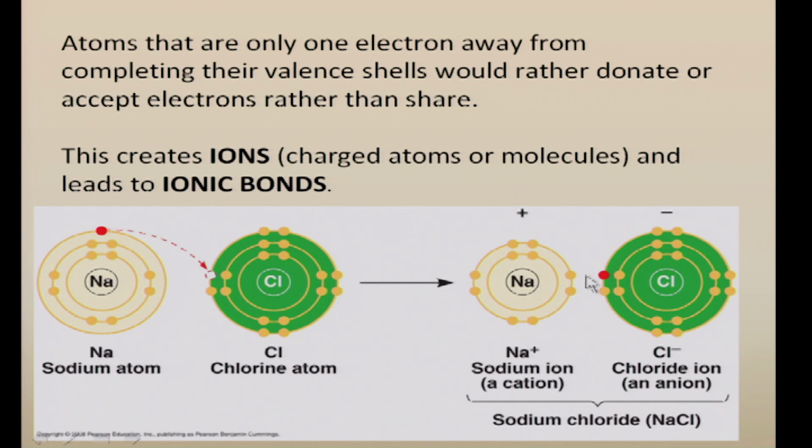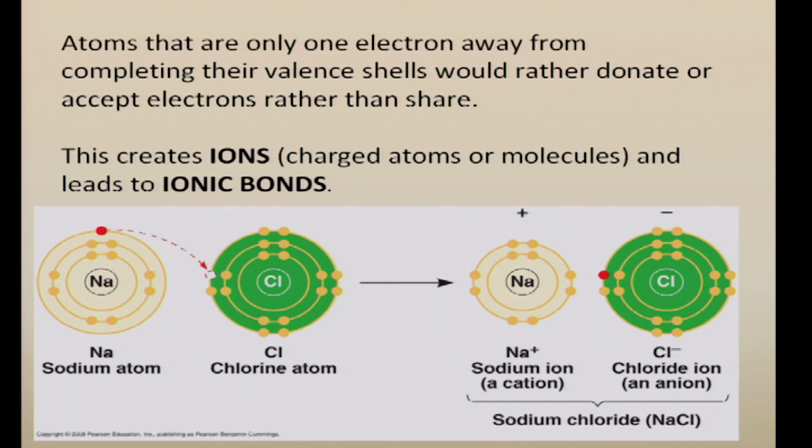But as a result, we now have an unequal number of protons and electrons. Remember, sodium started with 11 protons and now only has 10 electrons. So we have 11 positive charges and we have 10 negative charges. If you say plus 11 and minus 10, that leaves a plus 1 net charge. So sodium becomes an ion. An ion is any molecule or atom with a net charge. So sodium becomes plus 1.